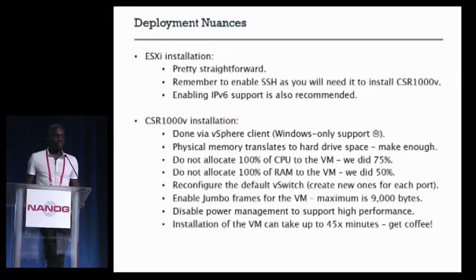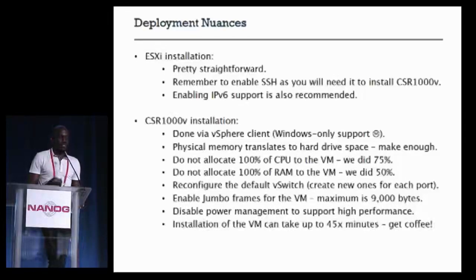Jumbo frames: ESXi unfortunately only goes up to 9K, and our network is about 9216. So that means obviously you'd have to fix that. And since we use ISIS for the IGP, we'd have to set the CLNS MTU to something below that for the IGP sessions to come up.